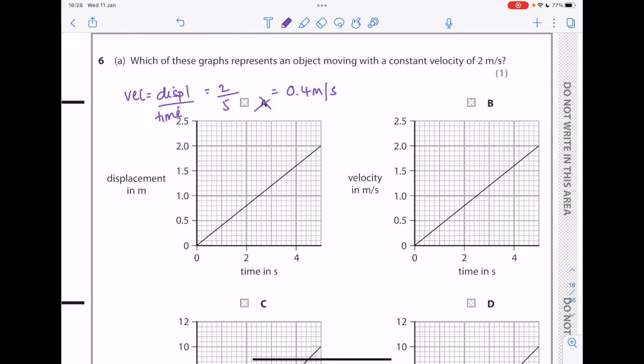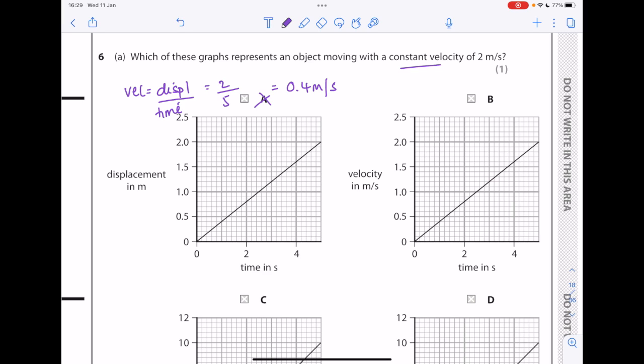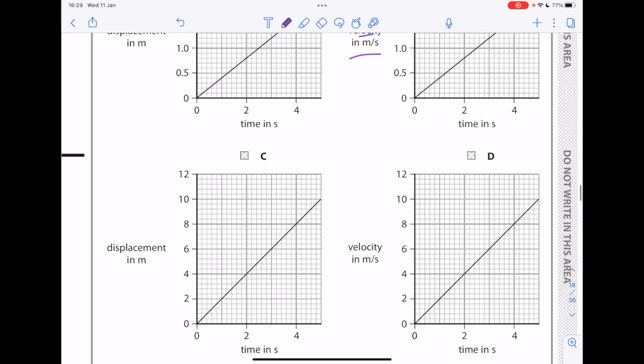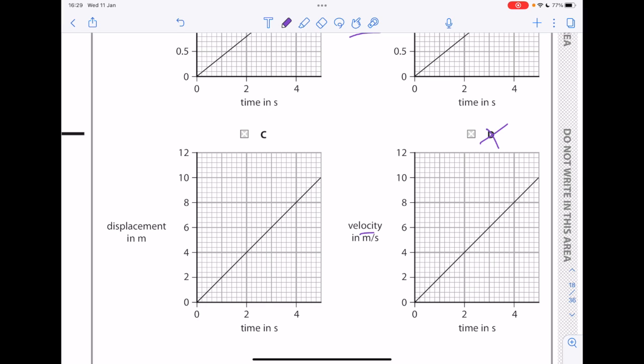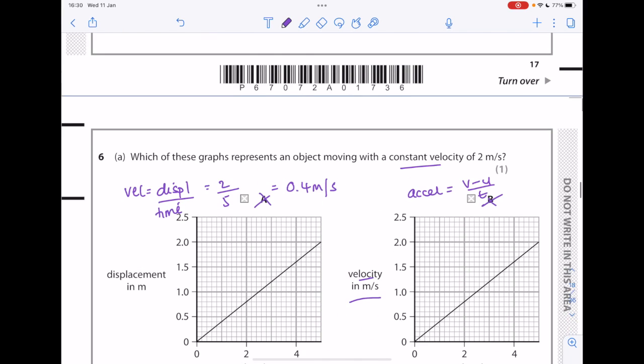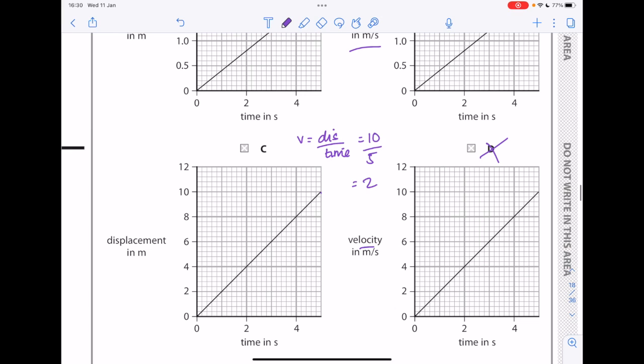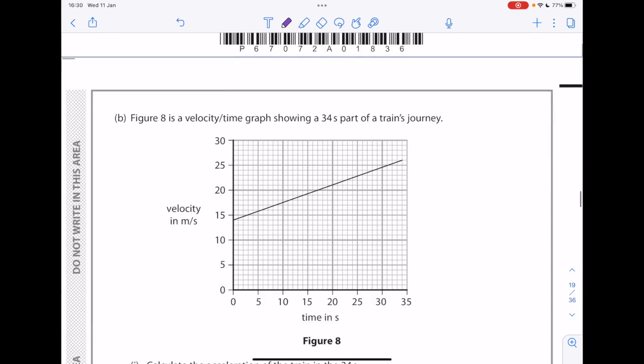What about option B? The question asks us about constant velocity, whereas here we have a constant acceleration, because look, our y value's changed. It's turned into velocity rather than displacement, and acceleration is change in velocity over time. So that's not what's happening here. So that's why B can't be correct. And if you actually check the y-axis label here, that's also talking about acceleration. Let's check if C is correct. So velocity is displacement over time. So let's look at this point here. 10 divided by 5 is 2, which is matching our answer that we need. So the answer there is C.